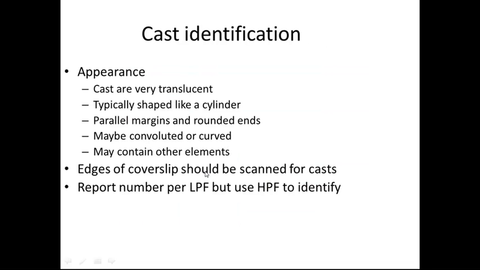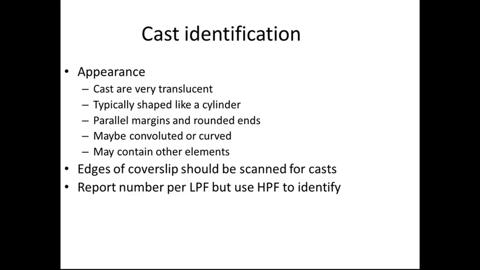Cast identification: we identify casts by the appearance. Casts are very translucent, so it is important to have low light in the microscope. Typical shapes are cylinder, parallel margins, and the ends are usually rounded. They may be convoluted or curved and may contain other elements, which we will talk about in a few slides.